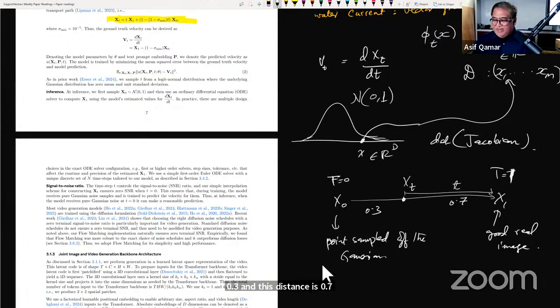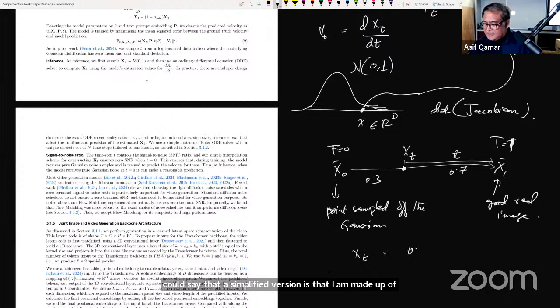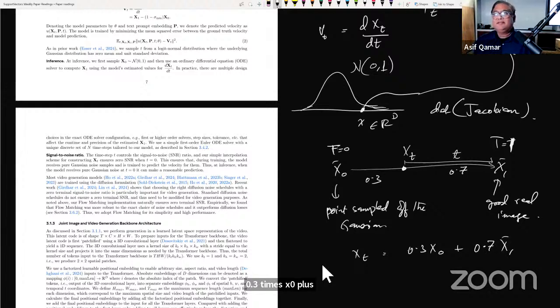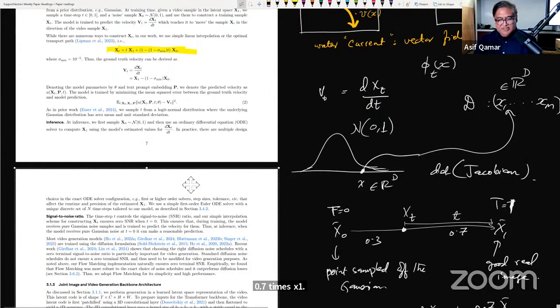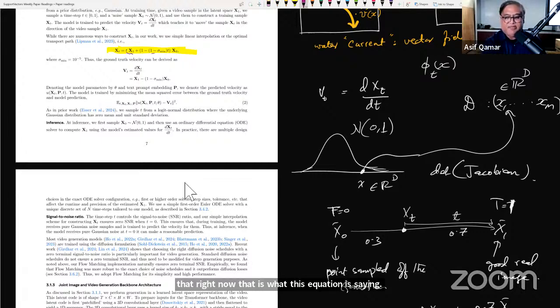One way of looking at this, if these are vectors, you could say that a simplified version is that this point is made up of 0.3 times x0 plus 0.7 times x1. Does that make sense? To what proportion is it like that? Now, that is what this equation is saying. You notice that's what we are saying, except that there is a minor modification.